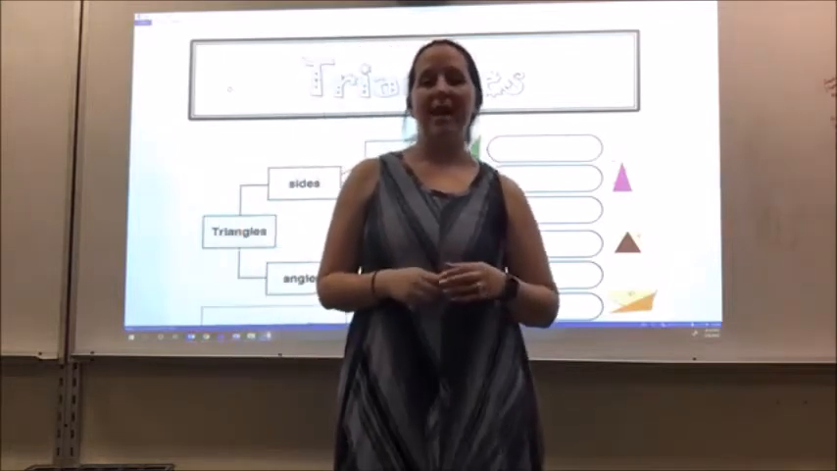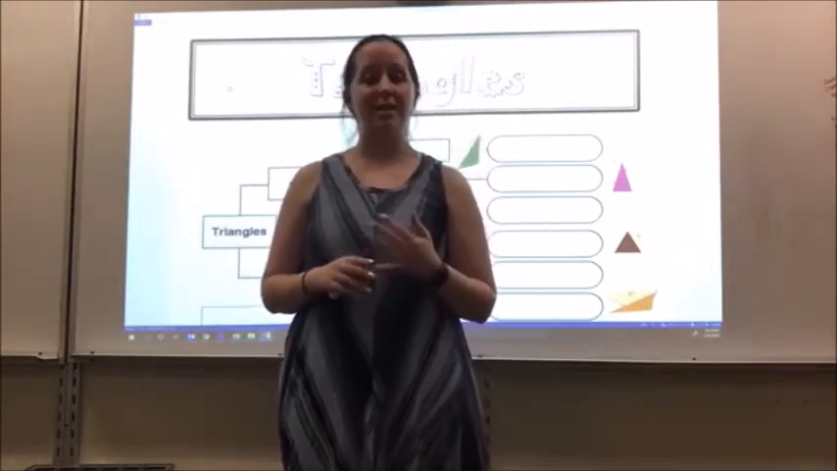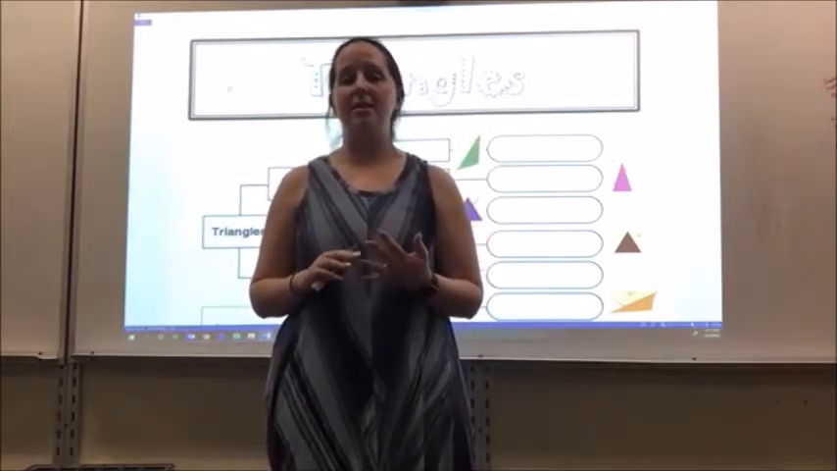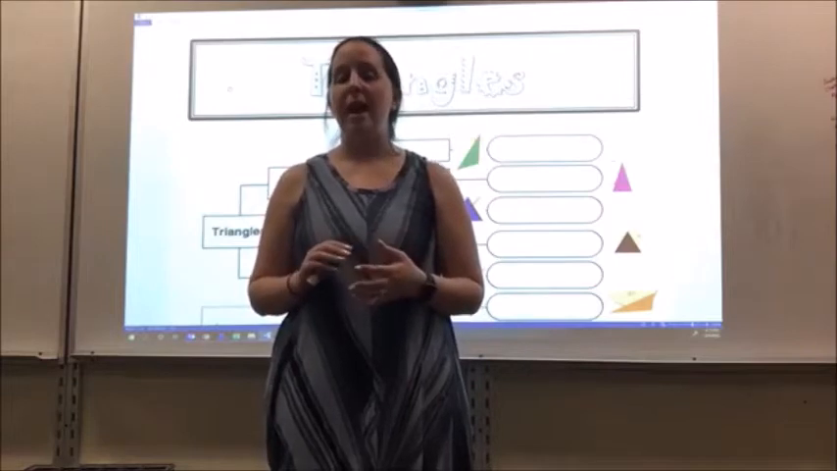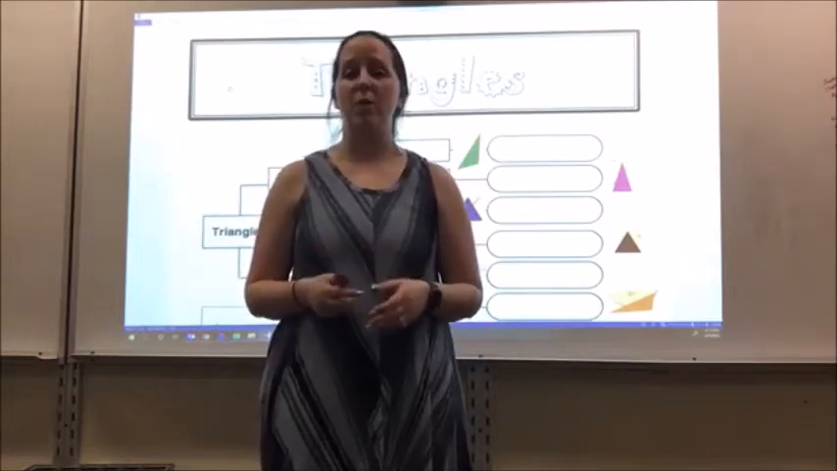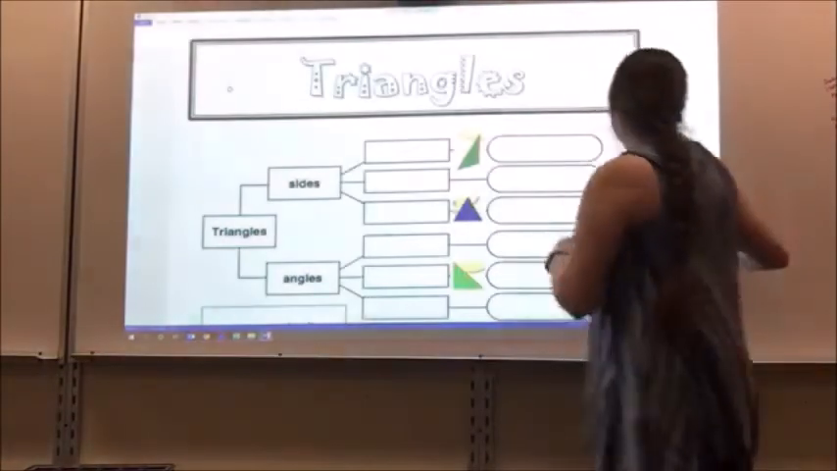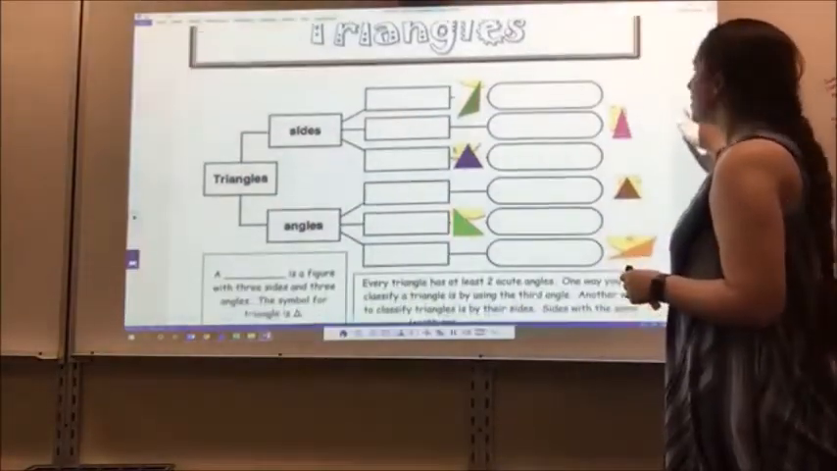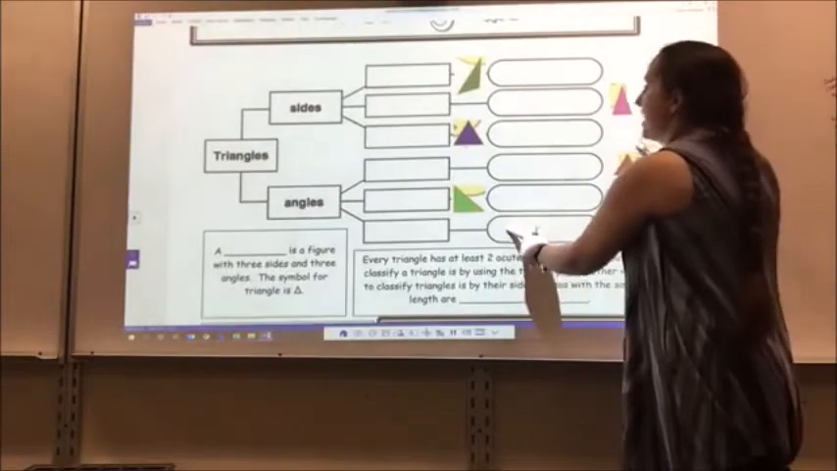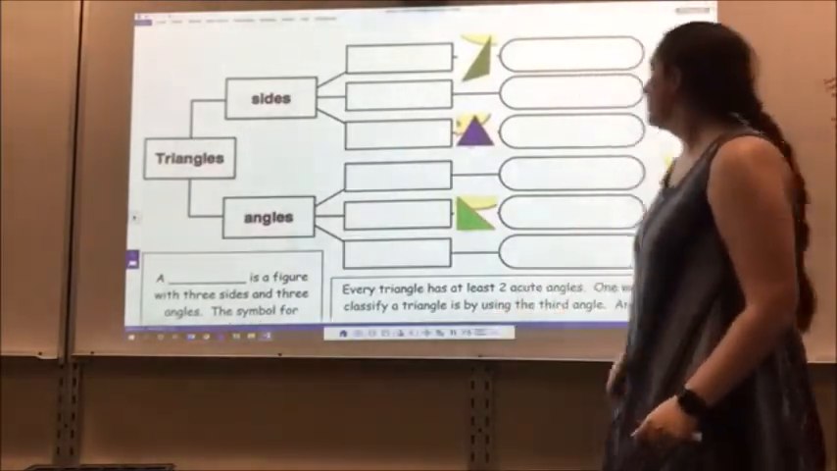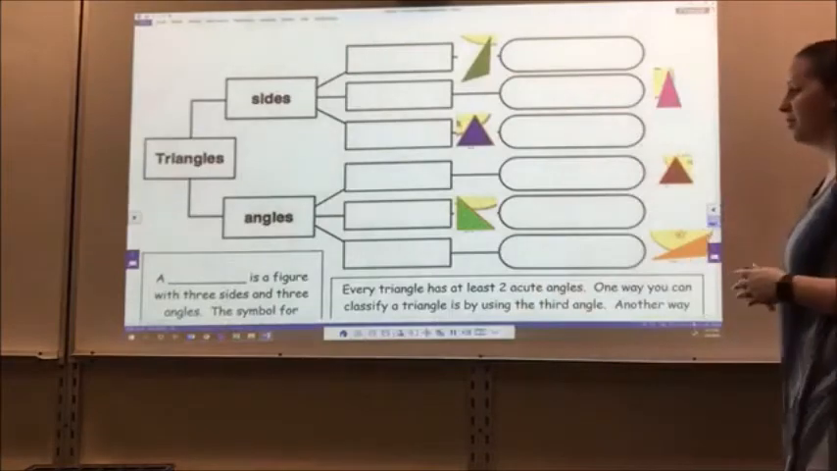We can classify triangles in 6 different ways. We can classify them as isosceles, scalene, or equilateral, and then as acute, obtuse, or right triangles. So let's go ahead and take a look at triangles. The first thing that I have is this diagram right here. This diagram shows several different triangles.